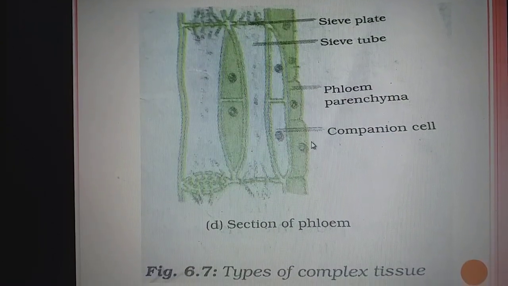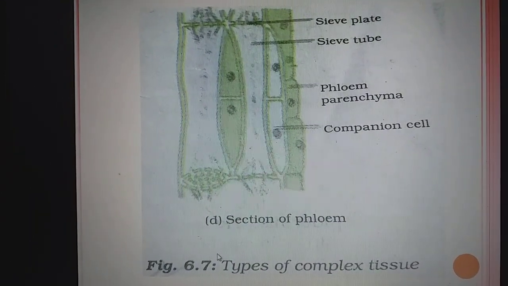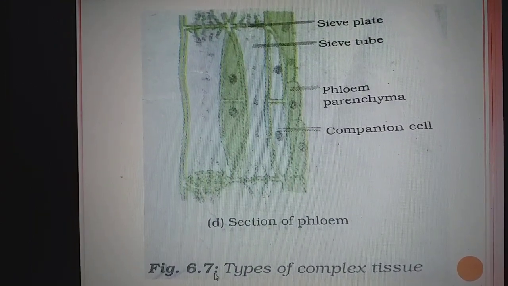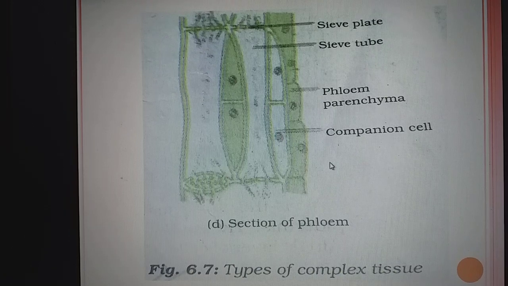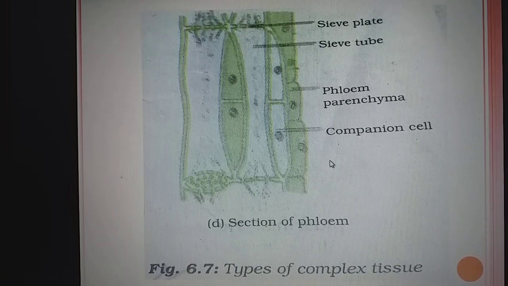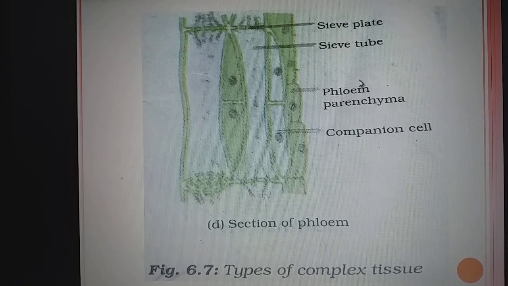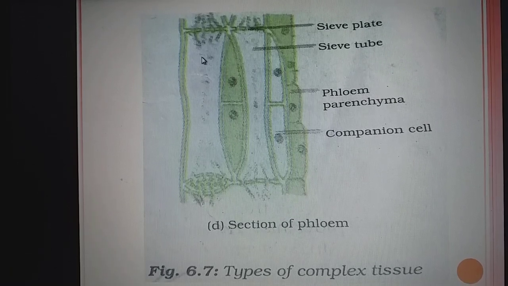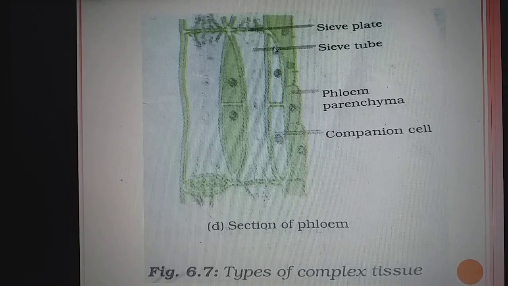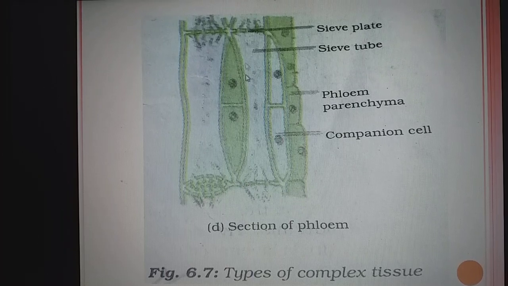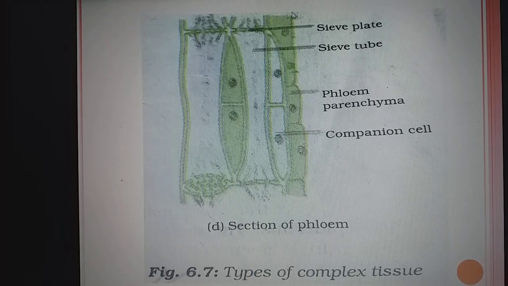Now see this diagram. This diagram is given in your book also, that is figure 6.7 in the NCERT book. You have to draw this in the copy also and write about the parts that I have just described: the sieve tube, phloem parenchyma, phloem fiber, etc. Now see here, these are the sieve tubes. In them you will find sieve plates. See here, these are the sieve plates.